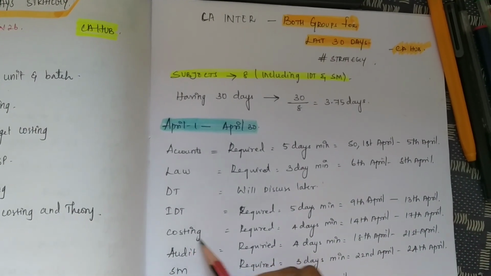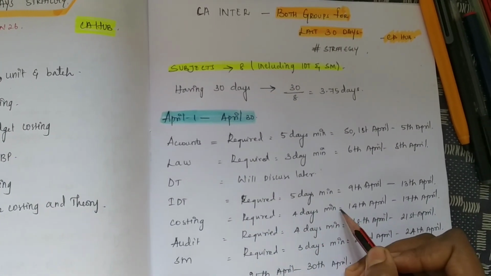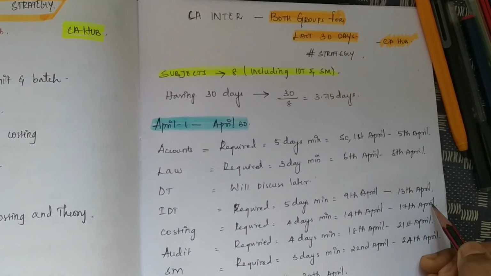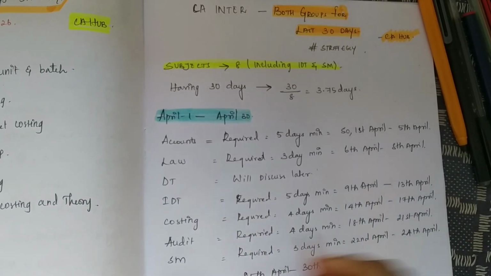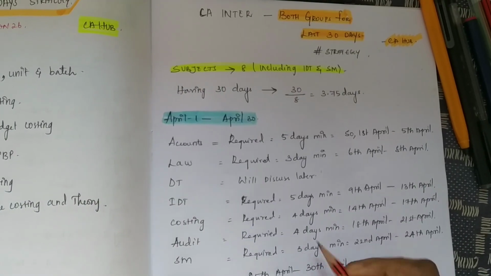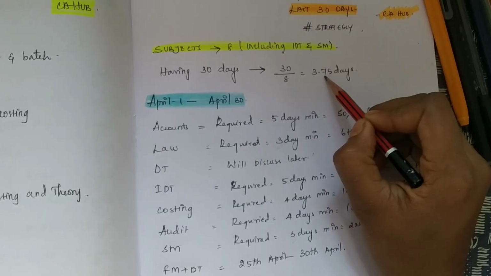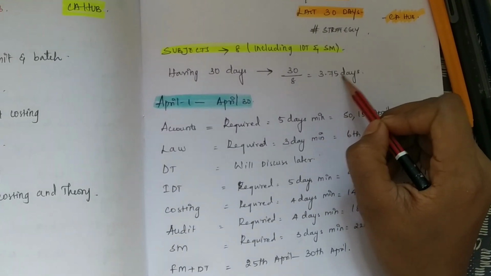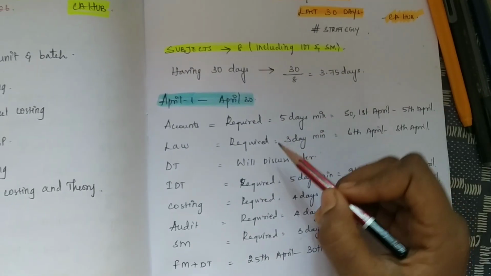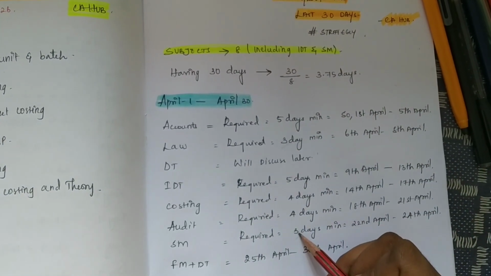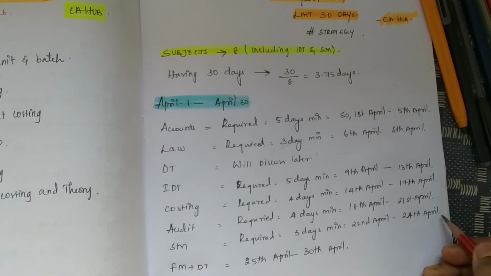When I say costing, you are supposed to require 4 days, that is 14th April to 17th April. In audit, I have allocated 4 days, that is 18th April to 21st April. In SM, the minimum requirement is 3 days. So here also 3 days. This is what I mentioned: some subjects may require less than 3.75 days, and some may require more. So here it requires less than 3.75 days only. The requirement is 3 days, that is 22nd April to 24th of April.